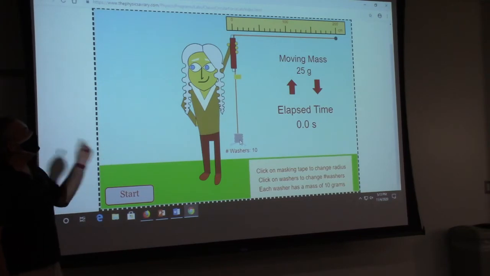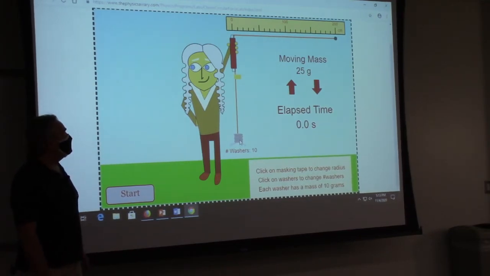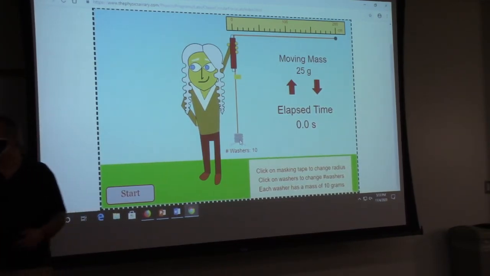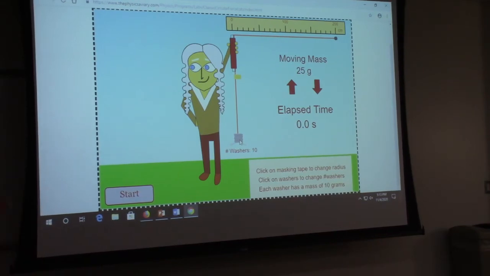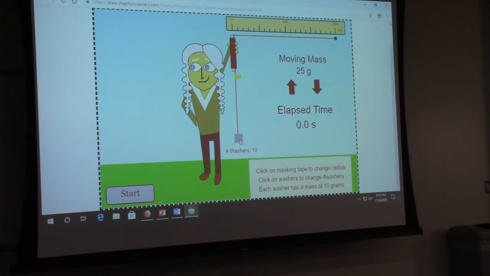So all that error would be piled on that one trip around. If I can go around 10 times, the error is smaller. If you want, you could go around 100 times and then divide the time by 100. I'm just going to do 10, though. 10's fine. Okay, so let me start.